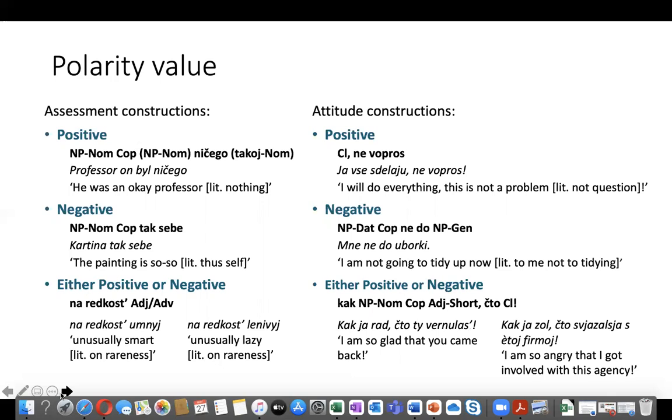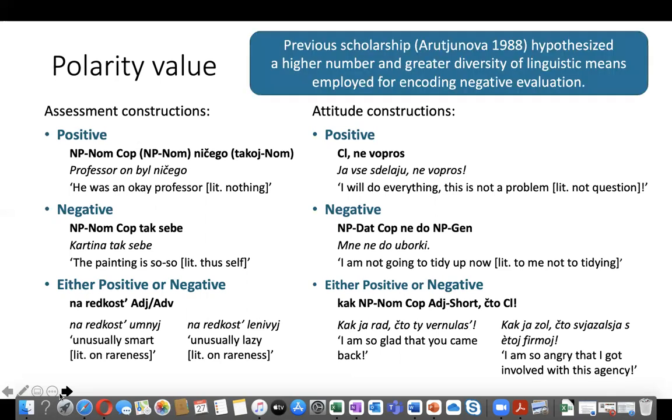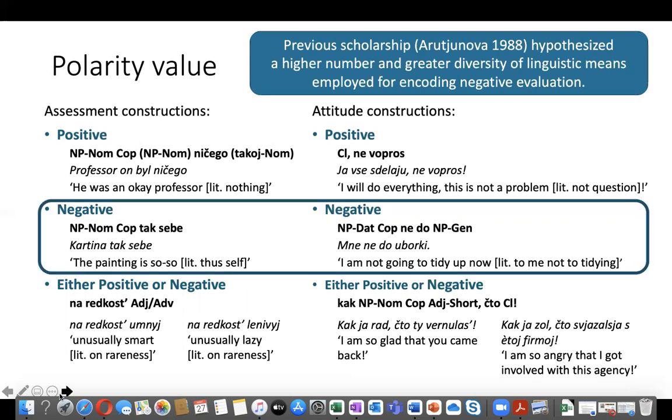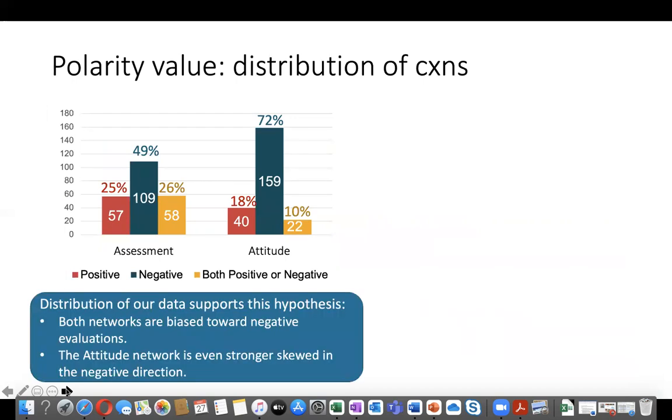At this point, we might ask the question, what is more frequent, positive, negative, or neutral polarity of such constructions? Nina Davidovna Arutyunova hypothesized that there should be more and more diverse linguistic means employed for encoding negative evaluation, and this is something that we can now test out looking at our data set. And so on this figure, you see the distribution of data, which supports Arutyunova's hypothesis.